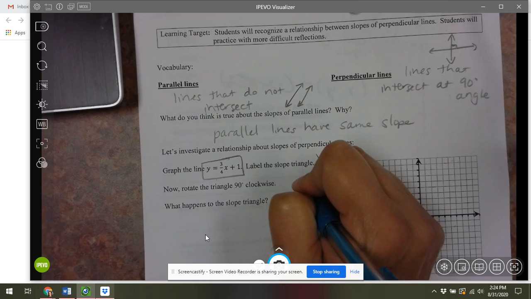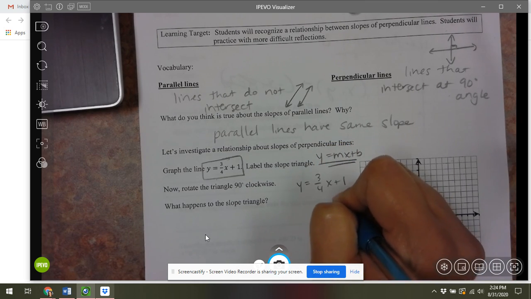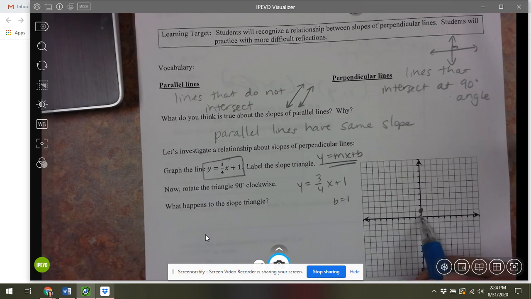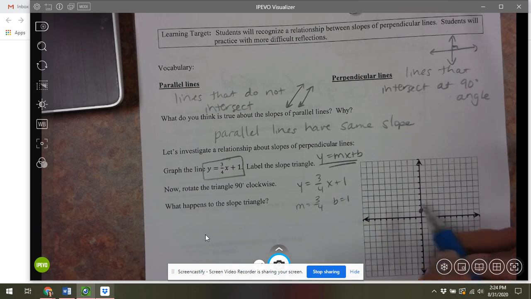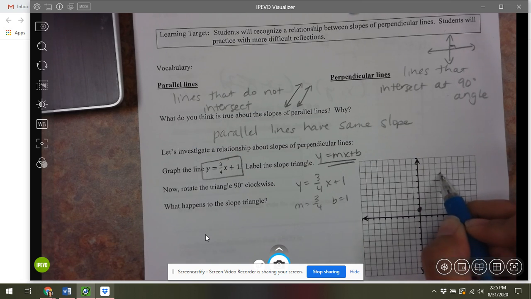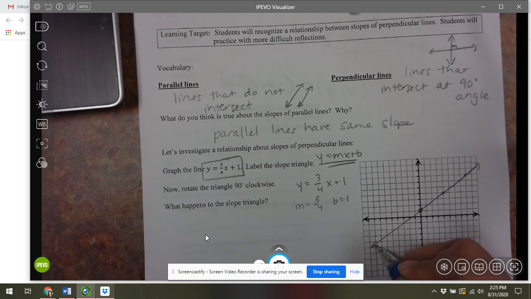So in y equals 3/4 x plus 1, my b is 1. My y-intercept, my starting point is 1. And my m is 3/4. So from that 1, from the b, I go up 3, right 4. And I can keep making up 3, right 4, and I get a line that looks like this. There's my line.